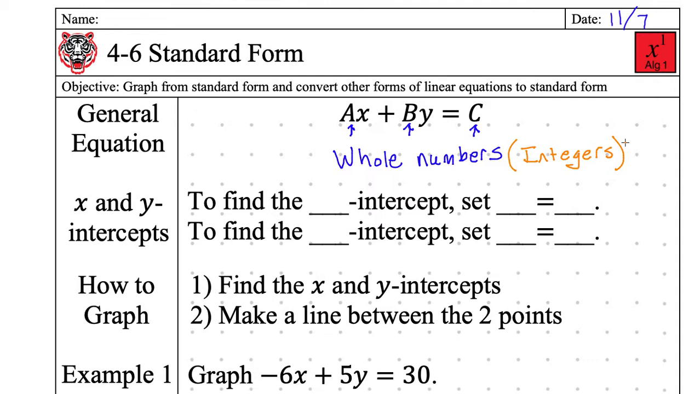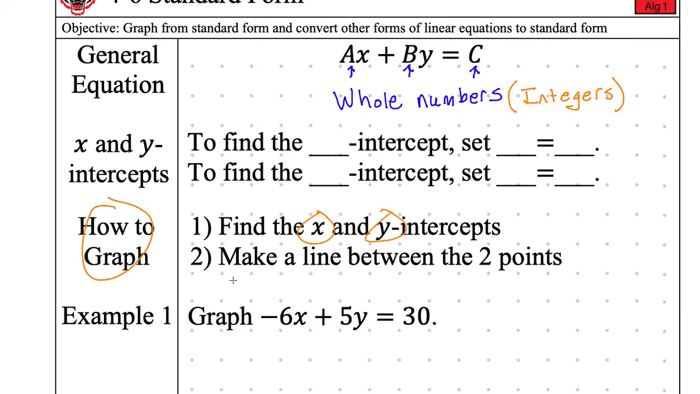And the way that you do that is you find the x and y intercepts. You can see that if we're going to graph this, you need to find the x and y intercepts, and then you're going to make a line between those 2 points. Done. That's how you use standard form. So in order to find the x and y intercepts, let's review what you do.